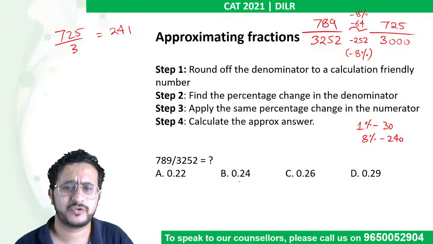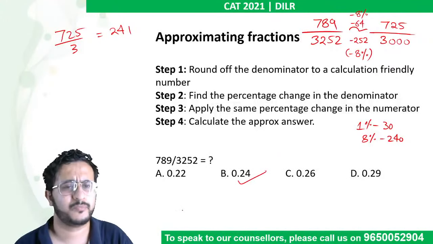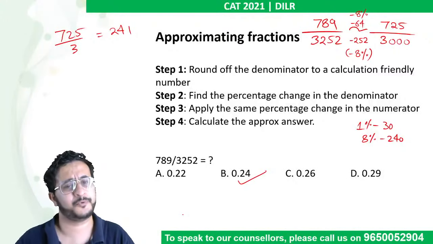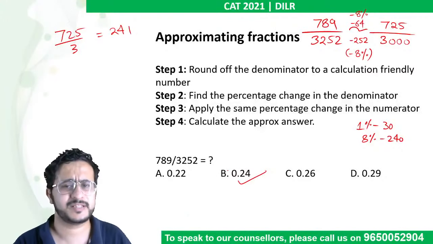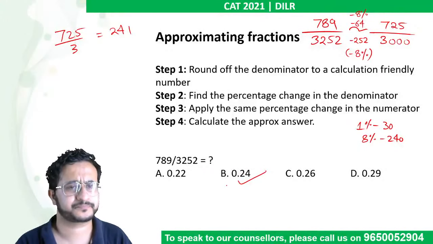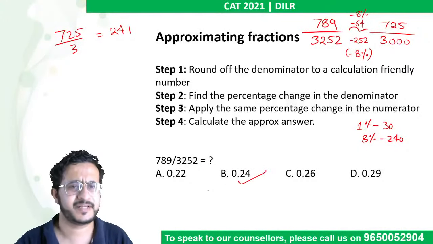So you will get close to 0.24. That will be the approximate answer. The options will be this close, but still you get the right answer. Let us take another example.